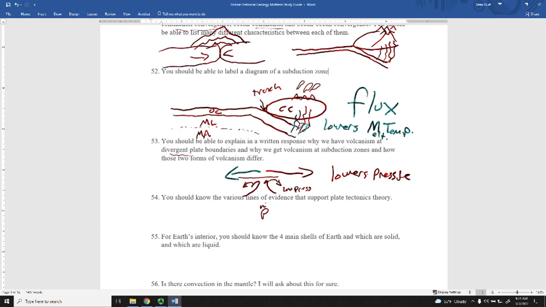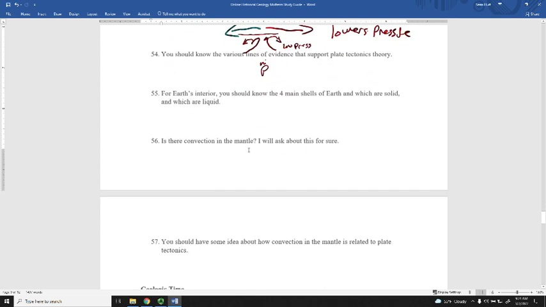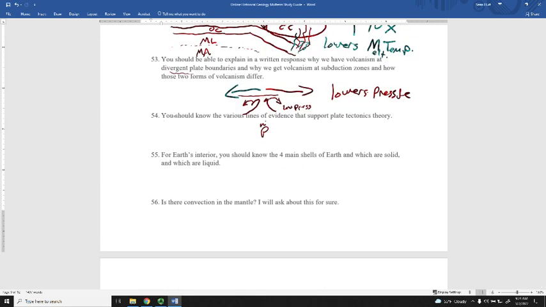All right, so you should know also various lines of evidence that support plate tectonics. I already talked about that. I talked about Alfred Wegener's evidence that supports the theory of continental drift, but what I'm referring to here is probably the evidence that emerged after Alfred Wegener's death.